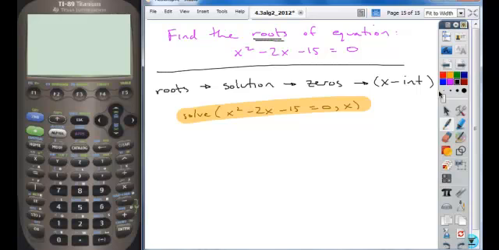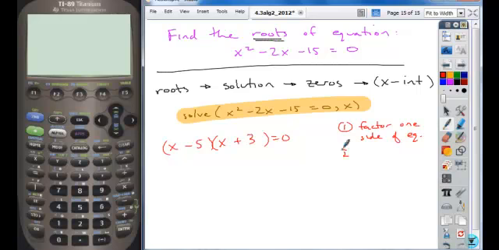Oftentimes you will be able to answer these quicker by hand, because if you took this equation right here and factor one side of the equation, so if you found the factors of this, so we have binomial factors. Are there two factors of negative 15 whose sum is negative 2? Negative 5 and positive 3.